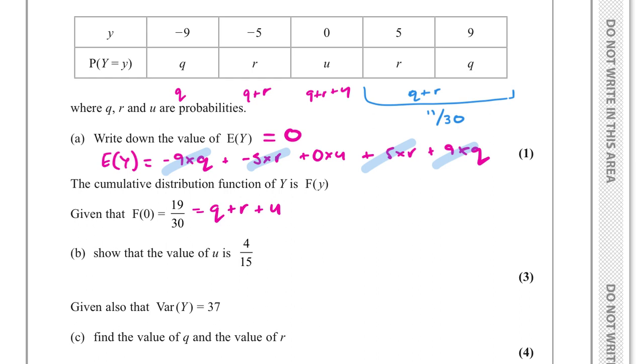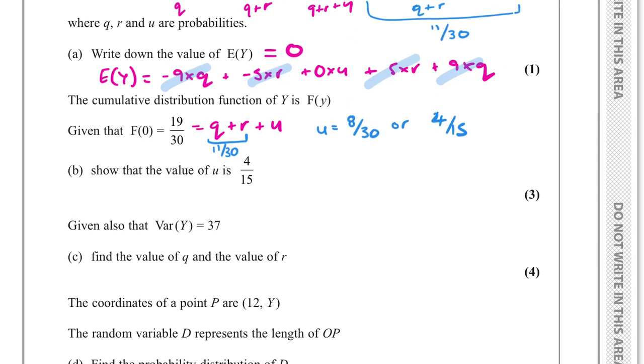Okay, so if q plus r is 11 over 30, what do we know? We know that this is 11 over 30, so that must mean u equals 8 over 30, or 4 over 15. Either or. Okay, so you can simplify it. Nice and simple. And then we've shown it.